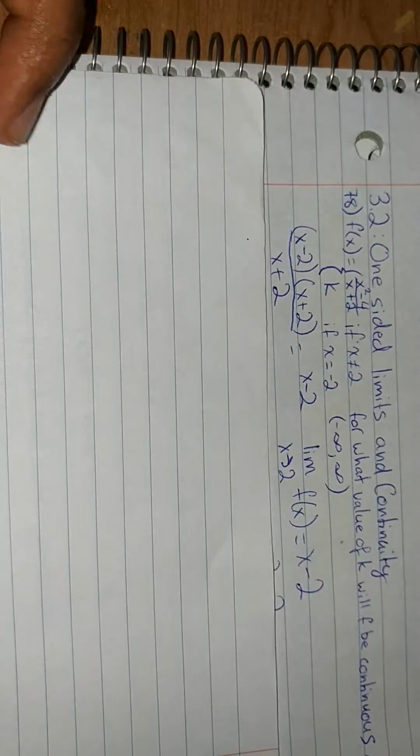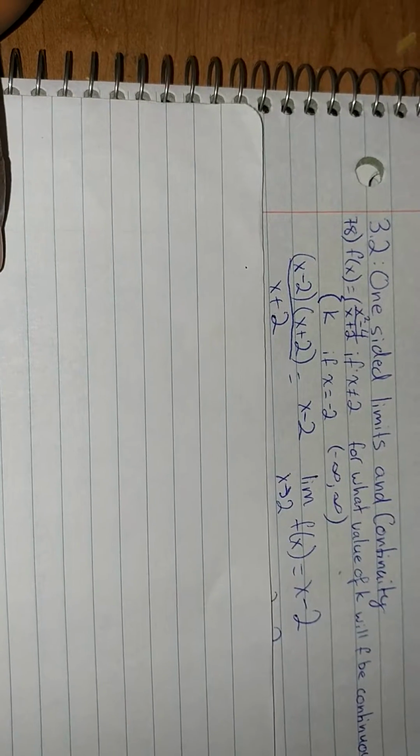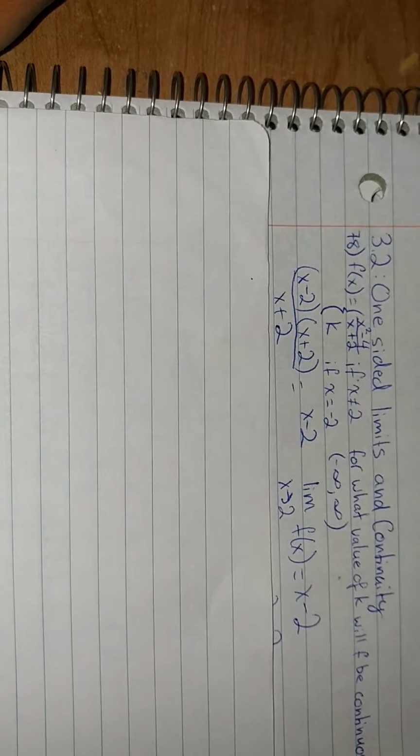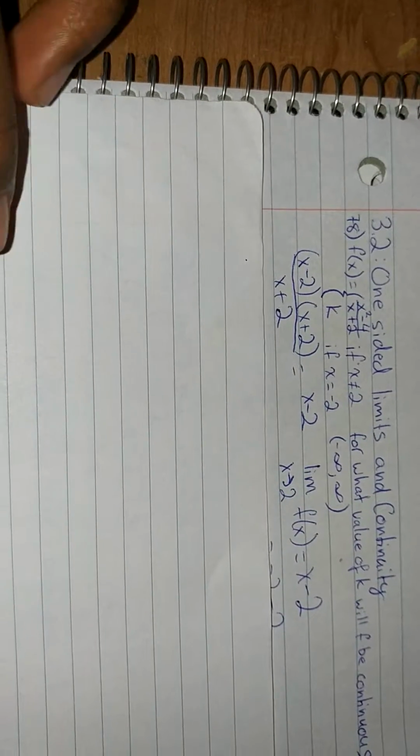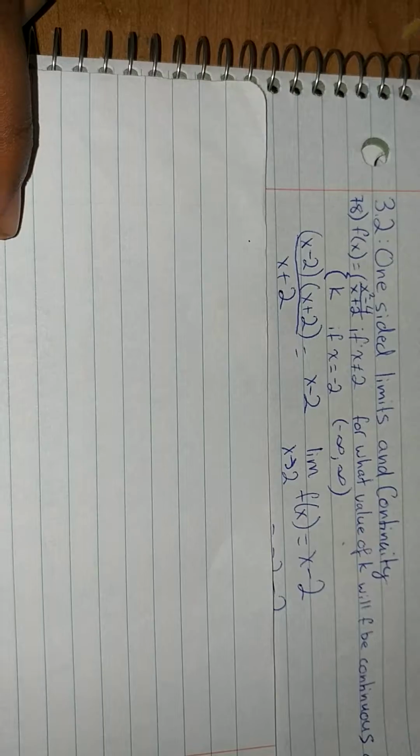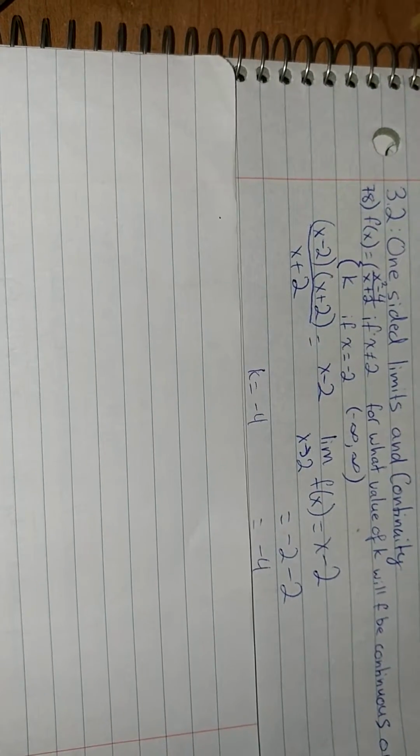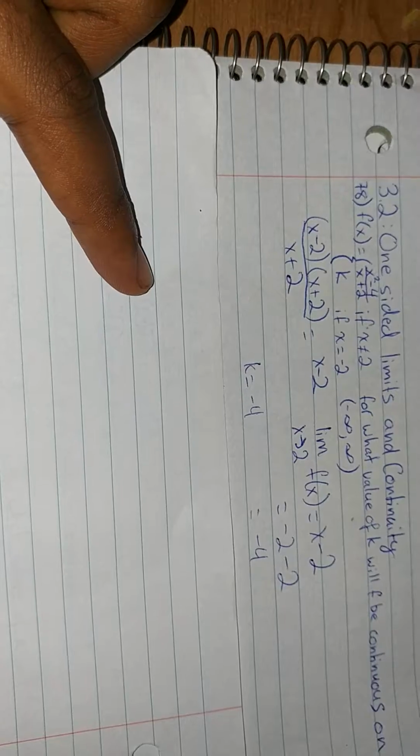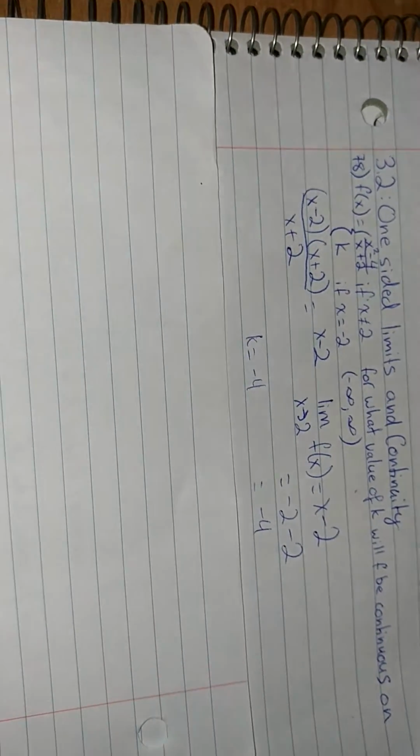So the first thing that we did here was we simplified x squared minus 4 to x minus 2 times x plus 2. Then everything that we're left with is x minus 2. Then all we have to do is take the limit as x approaches 2, and we end up with negative 2 minus 2, which is equal to negative 4. Because k is already by itself, we don't have to do anything, and it just equals negative 4.